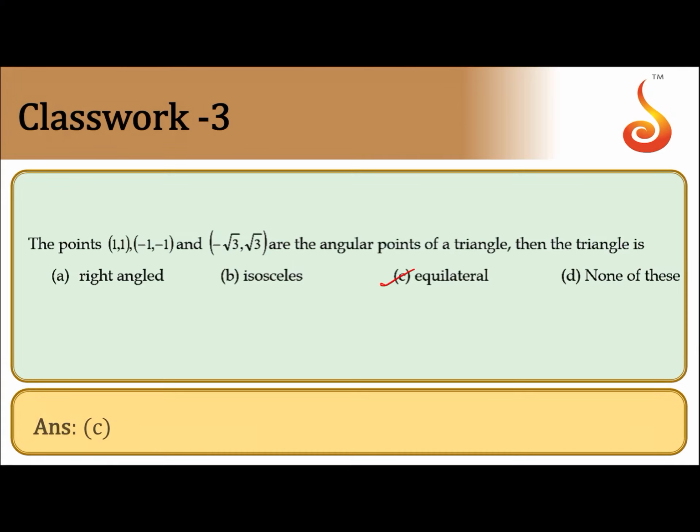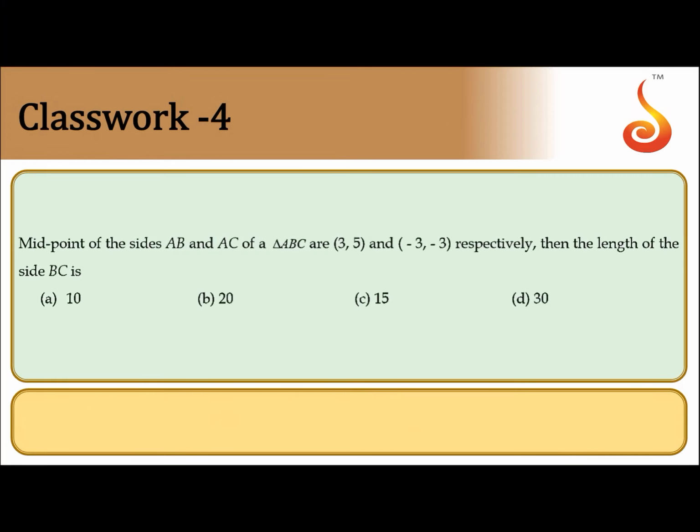The triangle is equilateral. Coming to the next one, the midpoints of the sides AB and AC are given to you. AB midpoint is (3, 5) and AC midpoint is (-3, -3). Then the length of the side BC. When the midpoints of the sides are given to you, the BC length will be exactly double of this length. So the distance between them, twice of it, will be the BC length.